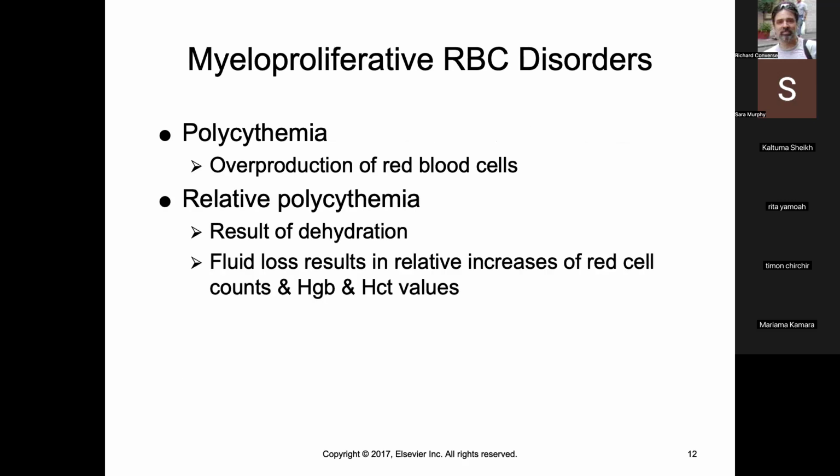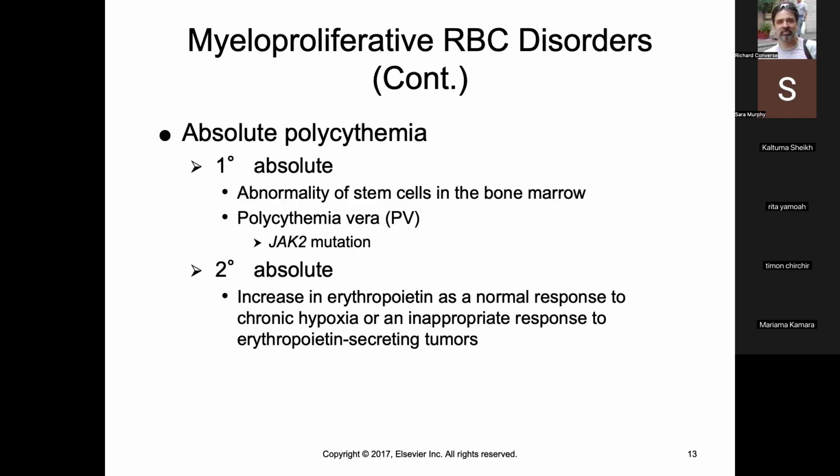Okay. Polycythemia is too many red blood cells. Relative polycythemia can be from dehydration or living at high altitudes. Okay. Where it's called secondary polycythemia, whereas primary polycythemia is one of these conditions in which we have an abnormality in the marrow. Okay. The stem cells are not performing as they should.